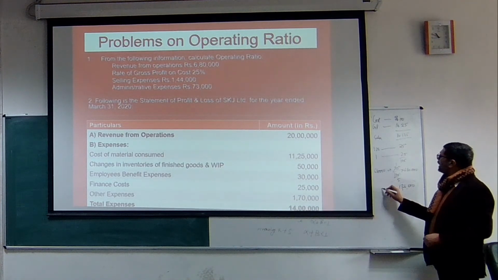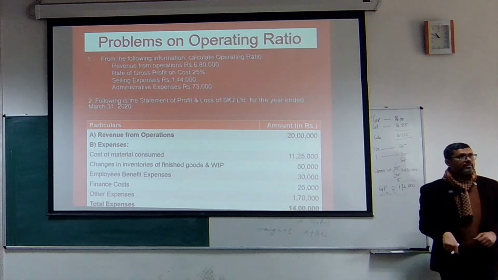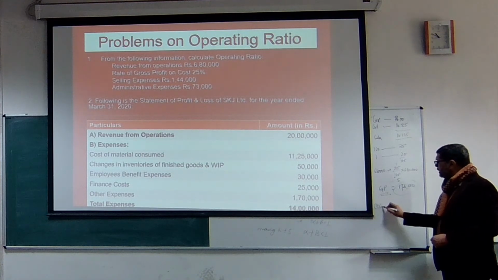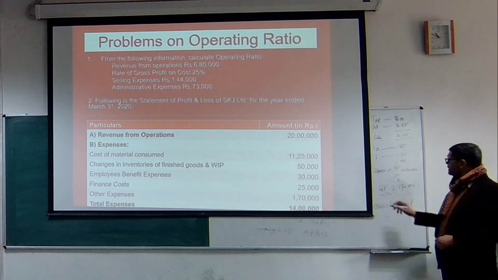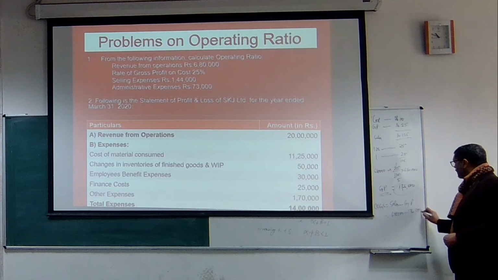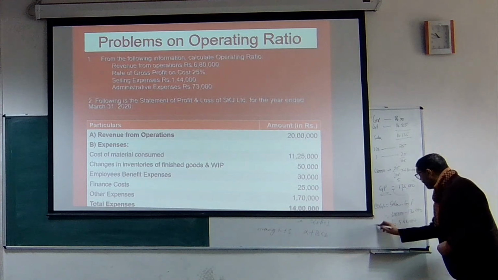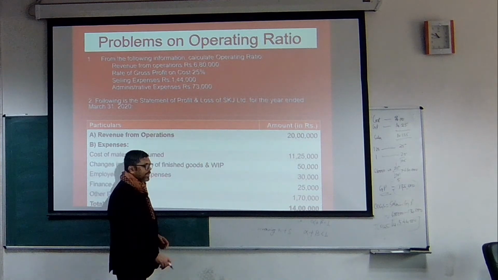1,36,000. That is my gross profit. So from here, if I have to calculate cost of goods sold, then sales minus gross profit, which is equal to, sales is 6,80,000 minus 1,36,000, which is equal to rupees 5,44,000. That is your cost of goods sold. This is the first thing which you have to calculate here.